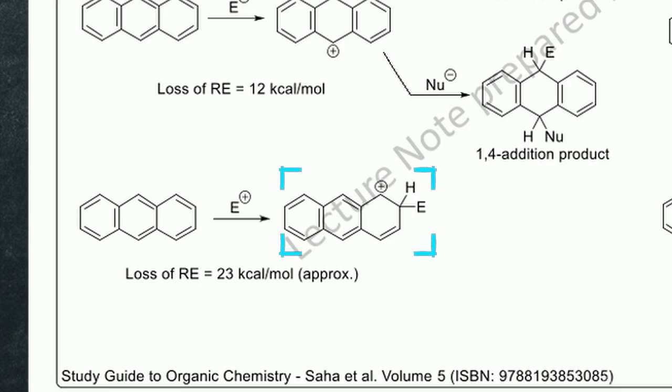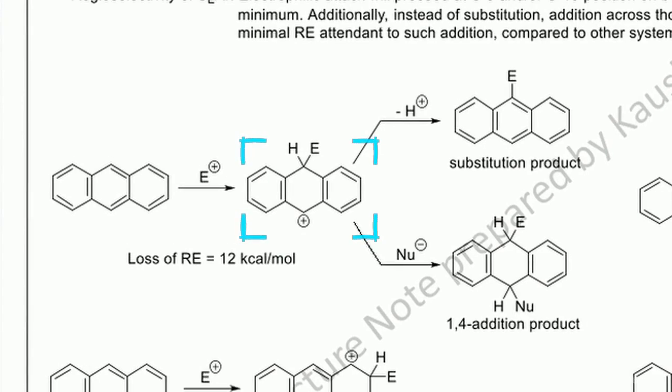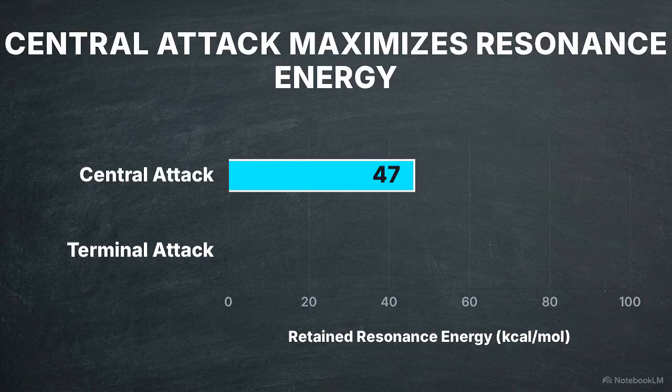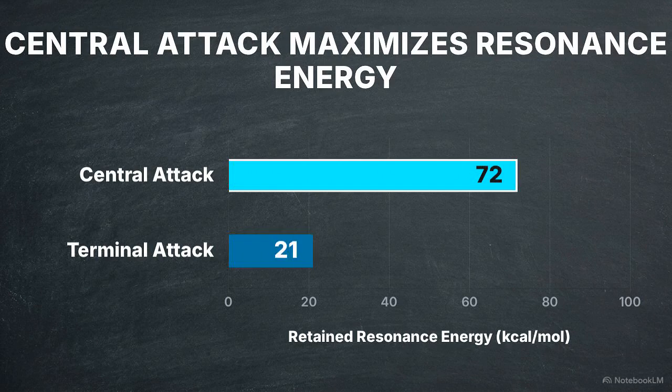Attacking anthracene at a terminal carbon leaves only a naphthalene system behind. Compare that to attacking the central C9 position, which preserves two fully intact, separate benzene rings on the flanking ends. Preserving two isolated benzene rings retains 72 kilocalories per mole of resonance energy. The central attack is far superior to the 61 kilocalories left behind by a terminal attack.